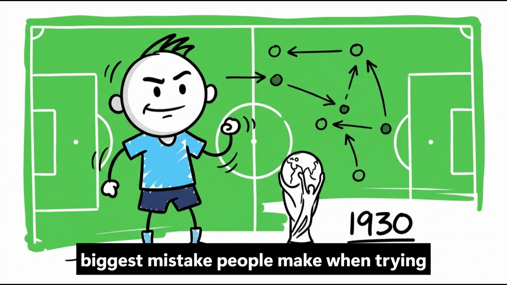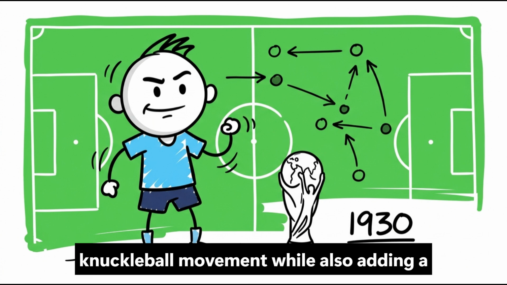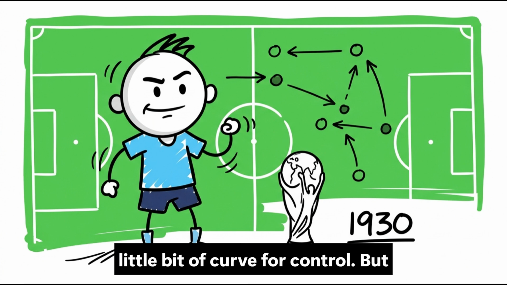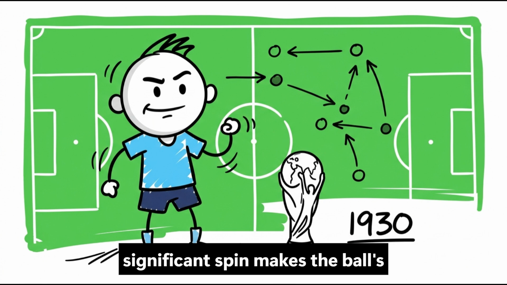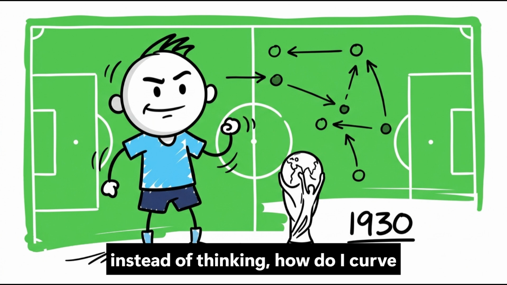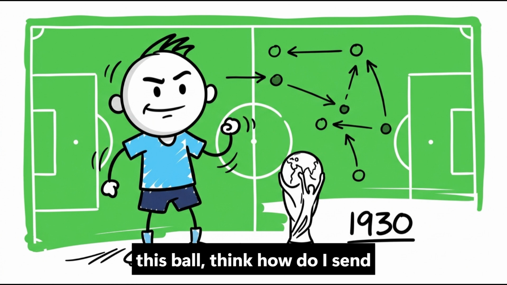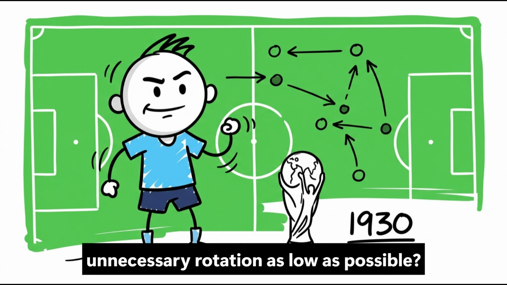And that brings us to the biggest mistake people make when trying to copy Ronaldo. They want the knuckleball movement, while also adding a little bit of curve for control. But that's exactly what can ruin it. Because significant spin makes the ball's aerodynamic behavior more predictable. So instead of thinking, how do I curve this ball? Think, how do I send it extremely fast while keeping unnecessary rotation as low as possible?